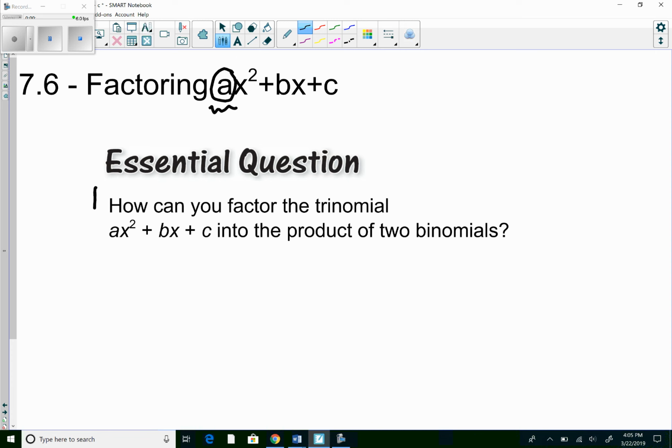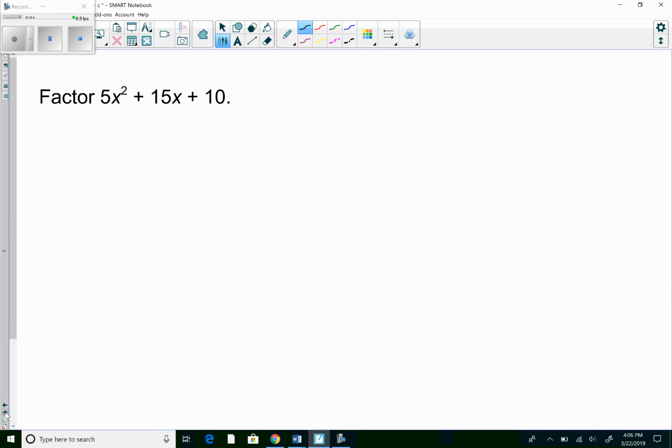Okay, so our essential question is how can you factor, so we're still factoring, the trinomial of ax squared plus bx plus c into the product of two binomials. So make sure you get that essential question written down. I'm going to move on to our first example.